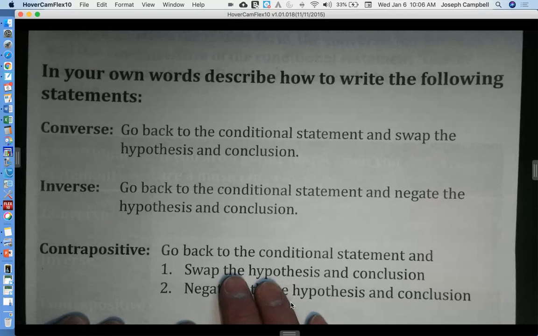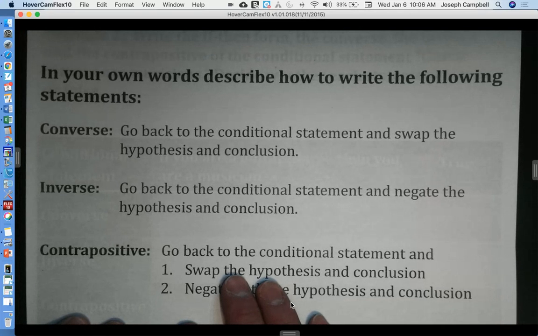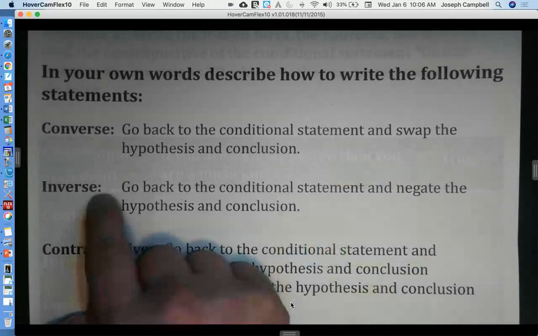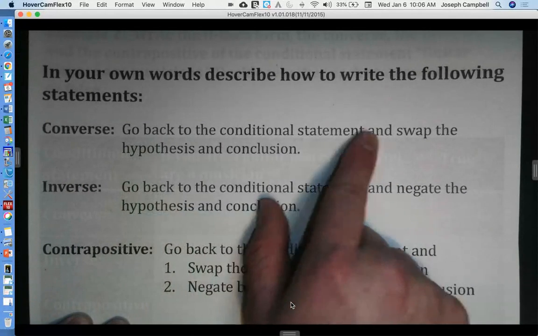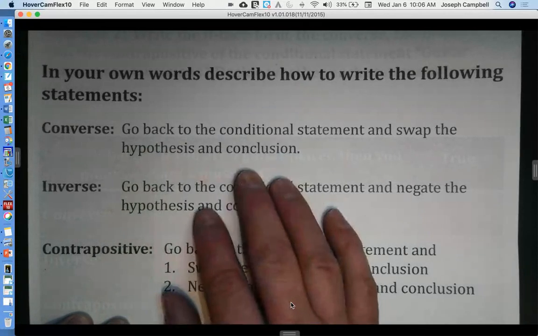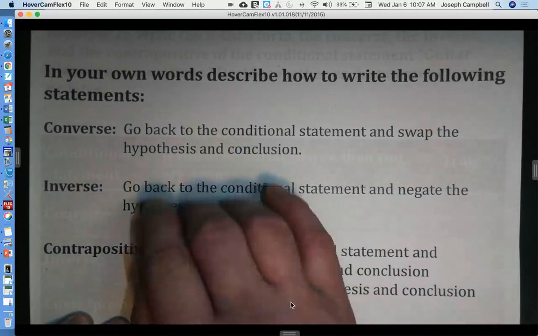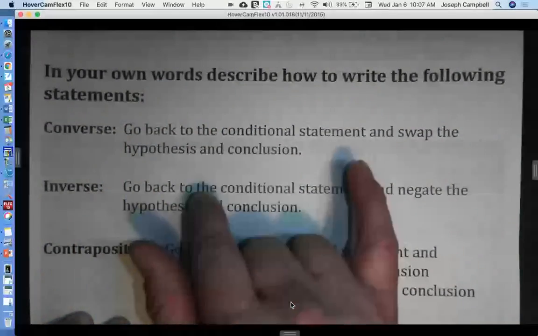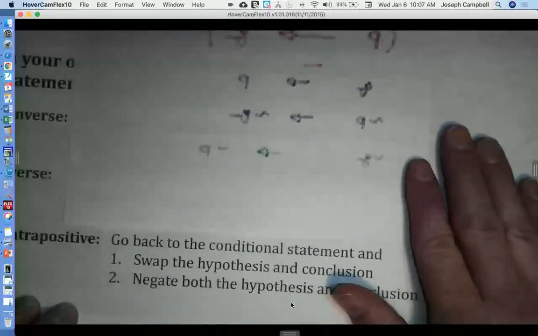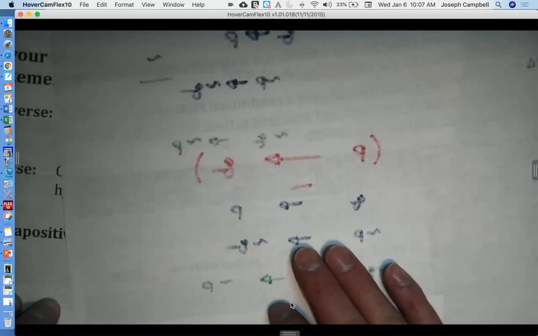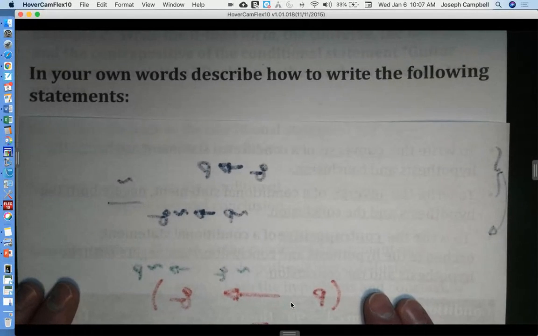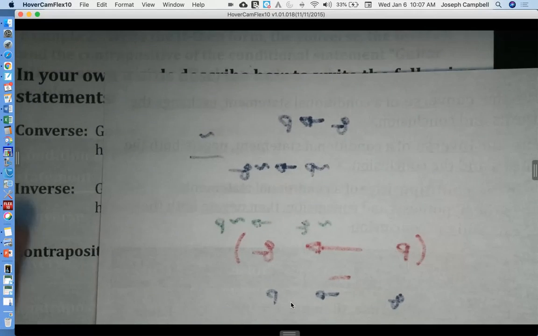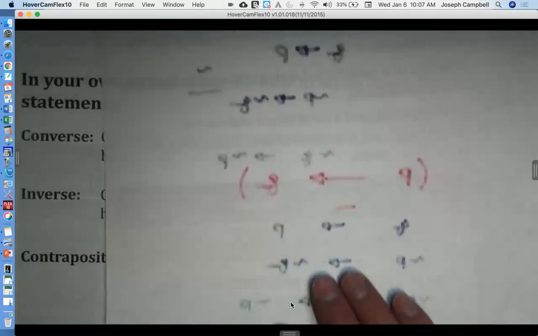All right, in your own words, describe how to write the following statements. So the converse, you go back to the conditional statement and swap the hypothesis and conclusion. That's essentially it. Now, it's kind of silly for them to write this and then just have you copy that. Maybe I should have you try your best to put it into your own words and not write those down. So try in your own words, describe how to write the statements. Those statements being the converse, the inverse, and the contrapositive.